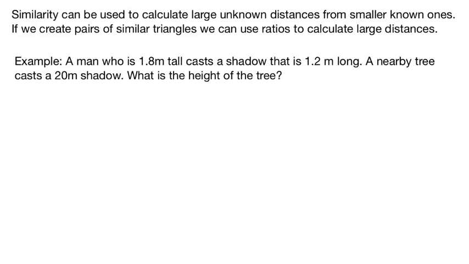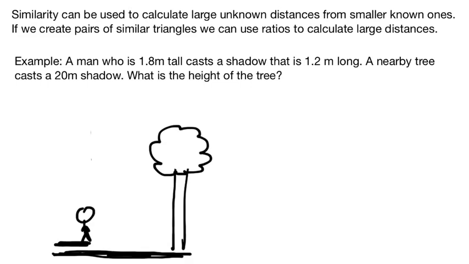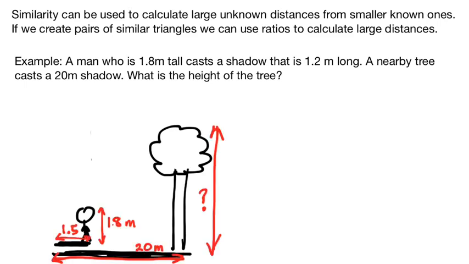We've got a guy who's 1.8 meters tall and he's casting a shadow 1.2 meters long. There's a tree nearby casting a shadow as well, and we want to know the height of this tree. So let's have a look. I'm going to go through first of all and just jot onto my scenario all the distances and things that I do know. I've got my little fella here with his shadow 1.5 and he is 1.8 meters tall. Here's the shadow of the tree, 20 meters, but it's this bit here, the height of the tree, that is unknown that we'd like to calculate.